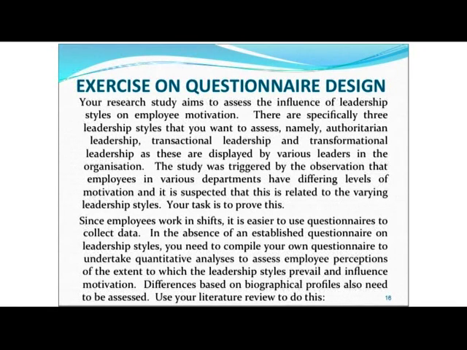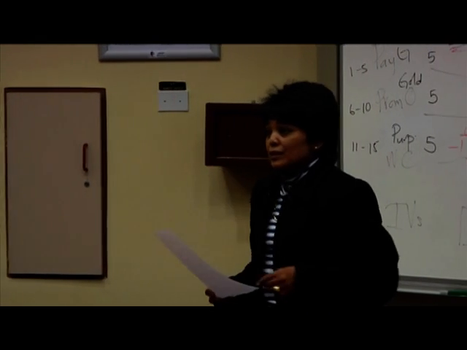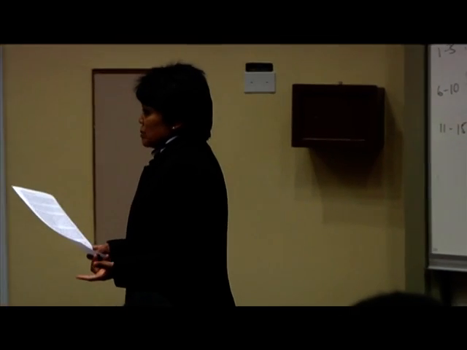What this exercise is simply looking at is the influence of leadership styles on employee motivation. It's looking at 3 different leadership styles: authoritarian, transactional, and transformational. And it says that there are different aspects that also play a part in influencing employee motivation, and that covers the biographical variables. So basically from this, we were going to together design a questionnaire. I would suggest that you try it on your own, because we're not going to be able to do it.